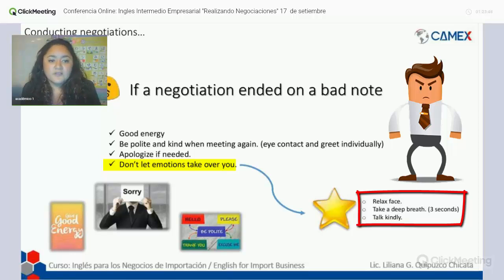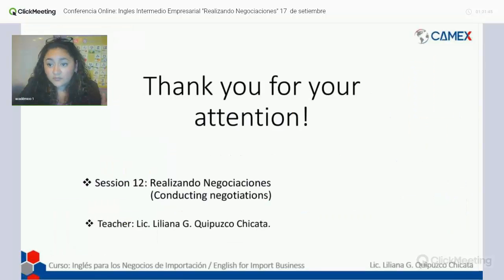So those are things that you can do when your emotions are taking over you, or when you see that the person next to you on your team is having their emotions take over them. Also, you can do that if your supplier or your client is getting his or her emotions taking over them. So you can do that with your counterpart. It is okay. That's all for today.